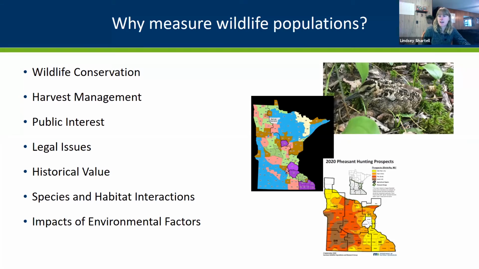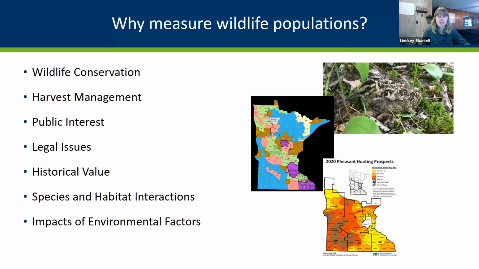Measuring populations allows us to communicate with the public where they have the best opportunity to harvest or view different wildlife species. Legal issues: determining the need for listing or delisting of threatened or endangered species often relies on population abundance targets, which requires population monitoring. Historical value: relating current conditions to historical population ranges and levels can help provide us some context for future direction.